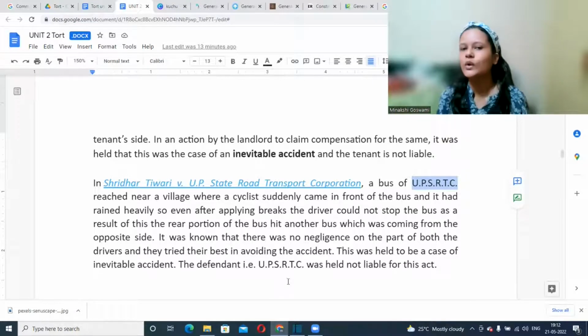So it was held that there was no negligence on the part of both the drivers. Both of them were driving carefully, but because it was raining, the road was narrow, and they wanted to save the cyclist, it just happened. So in such a case, it was considered an inevitable accident, and UP State Road Transport Corporation was held not liable. The situation itself was such that it is an inevitable accident. Is it clear? Yes, ma'am.